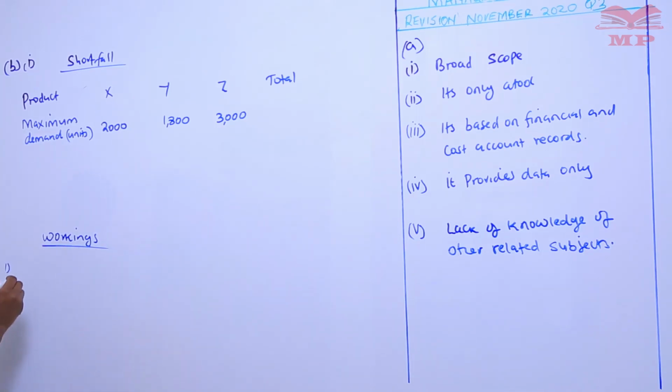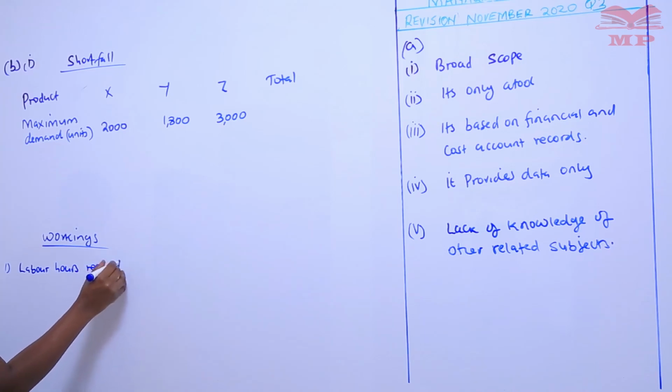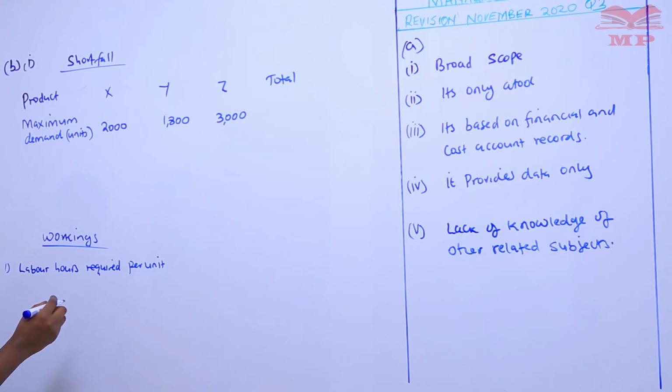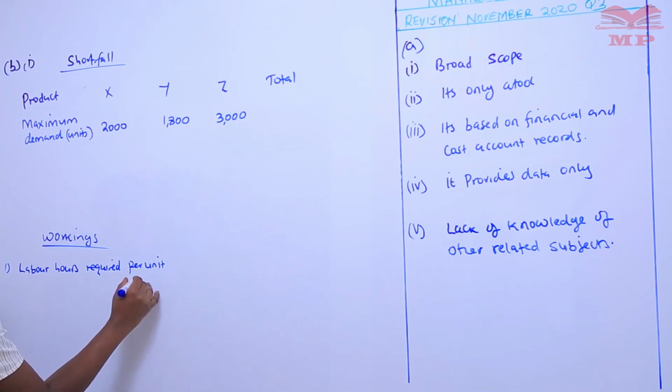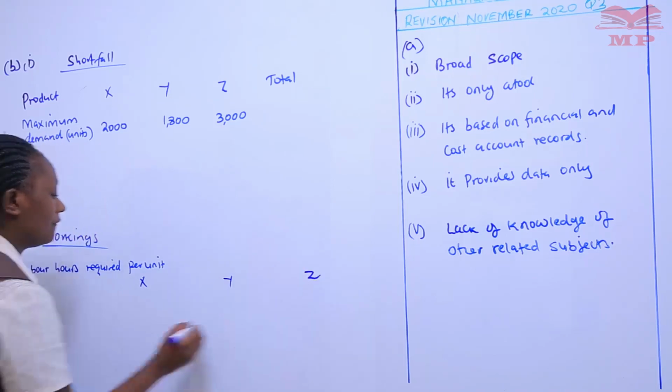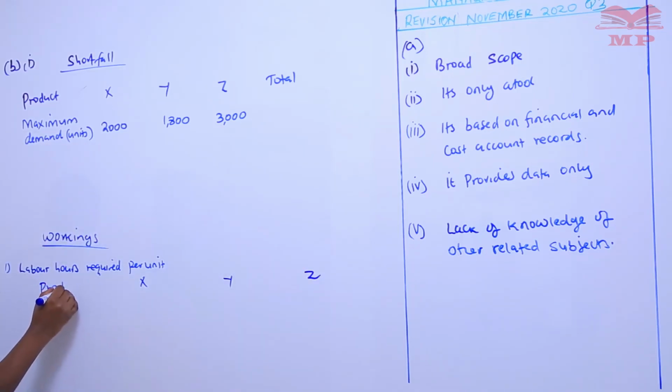Working number 1, we'll look at labor hours required per unit. So we'll show for X, for Y, and for Z. These are products.